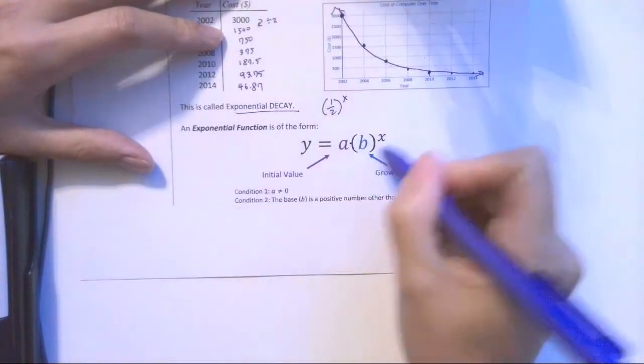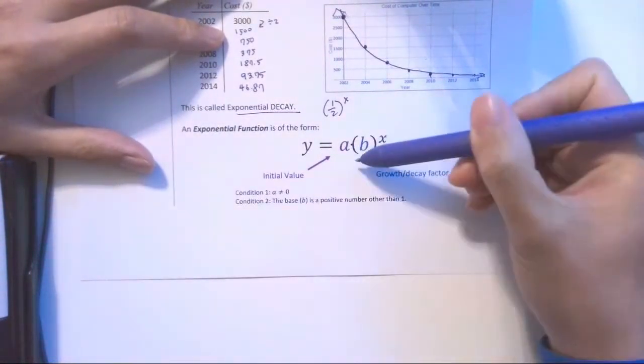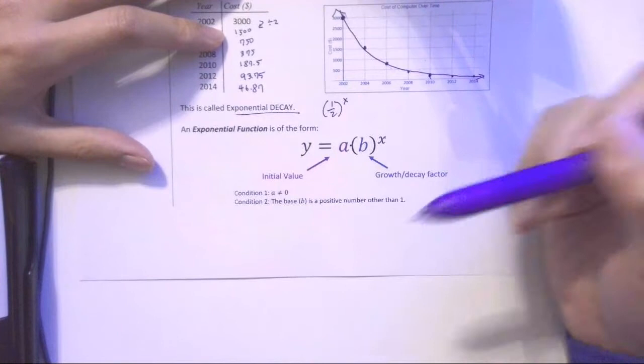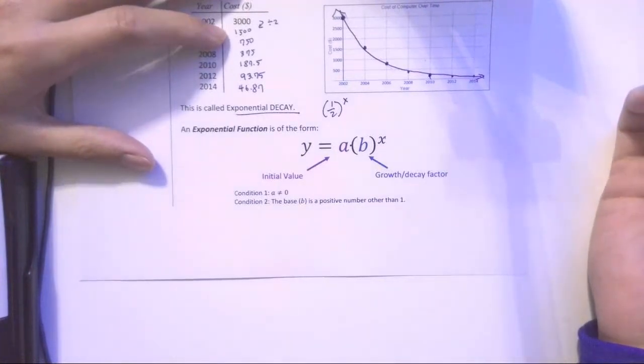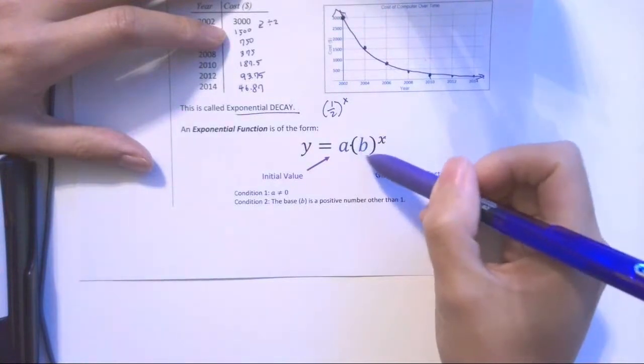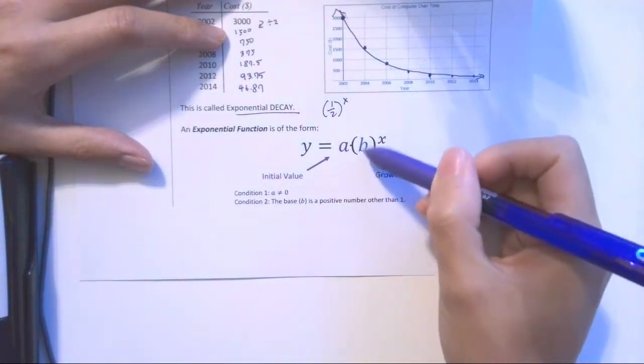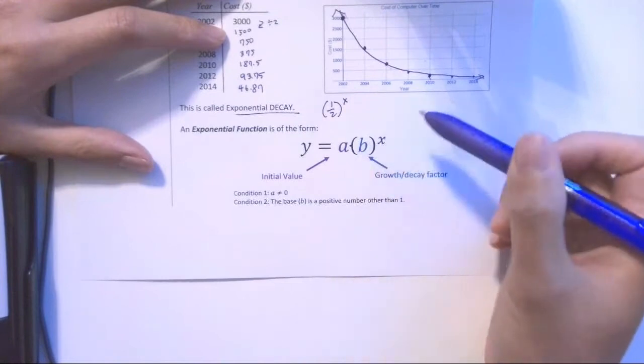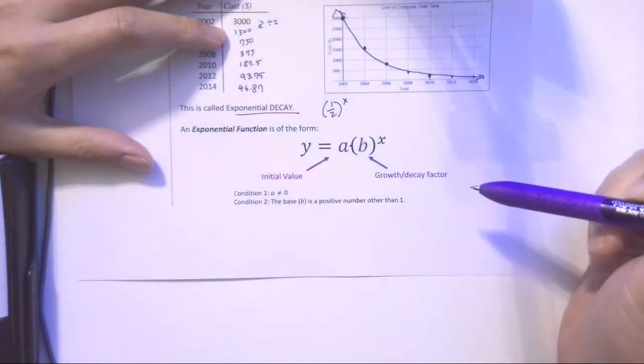Alright, so an exponential function has the following form: a times b to the x power. Notice your x is in the exponent. That's why it's called the exponential function. Duh, right? Alright, so the b is going to be the base. That's an easy way you can think about it, right? The base of the exponent. That's how we learn it. It's also called the growth and decay factor.